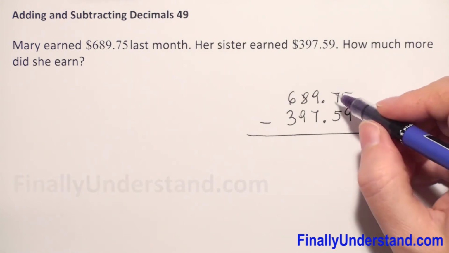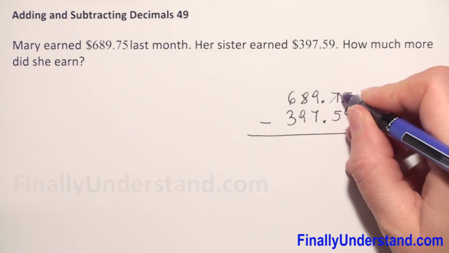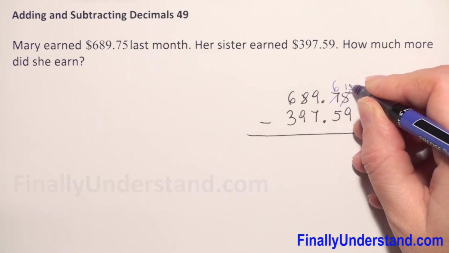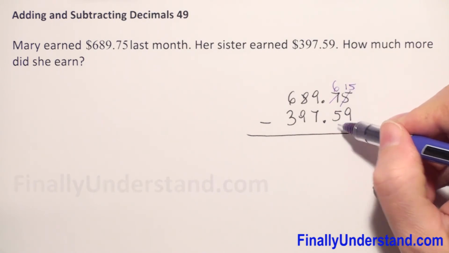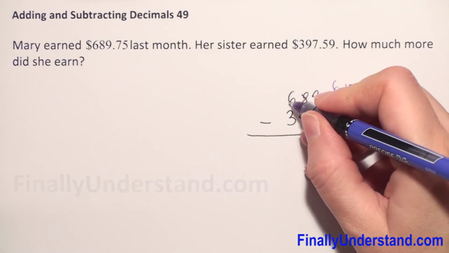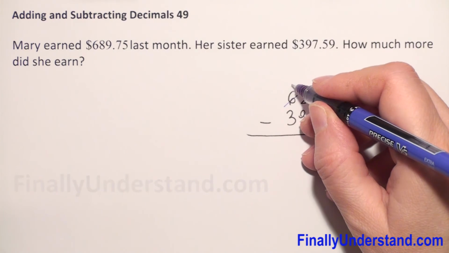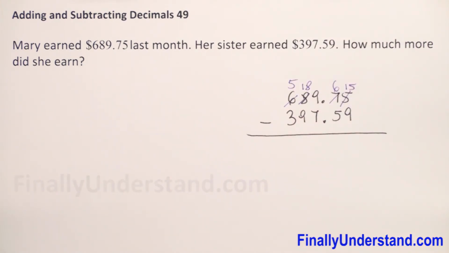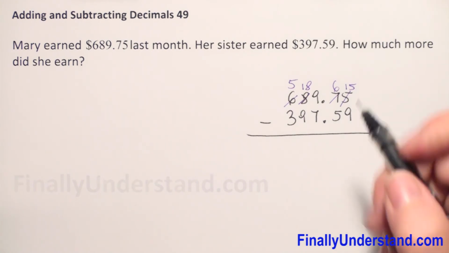5 is less than 9, so we need to borrow 1 from 7. 7 minus 1 will be 6, and now we will have 15 at the end. 6 minus 5 we can do, 9 minus 7, okay, 8 minus 9, no. So we have to borrow 1 from 6. 6 minus 1 will be 5, and now we have 18 here. So now it will be very easy to do subtraction.